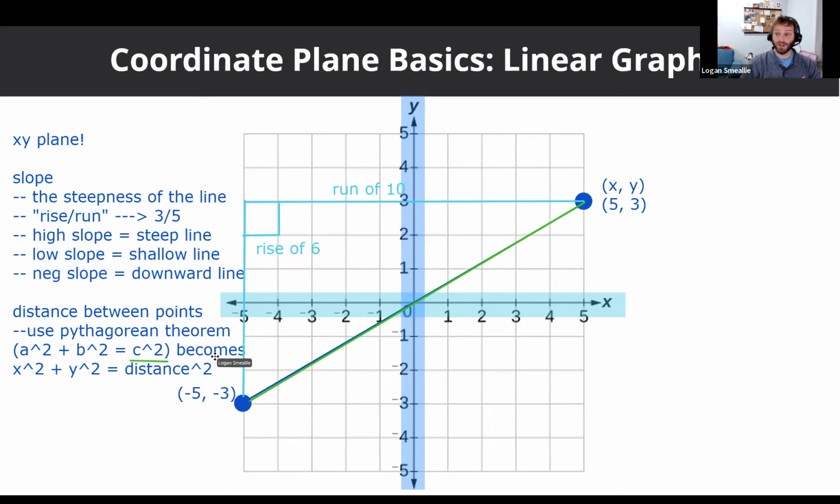Okay, so we're going to pretend that our line is the hypotenuse of a triangle, and lucky us, if we know the slope, we automatically know the other 2 legs of that triangle being the rise and the run.